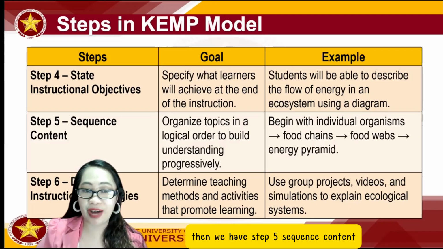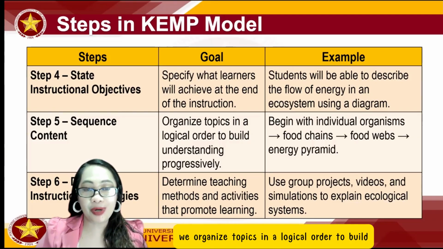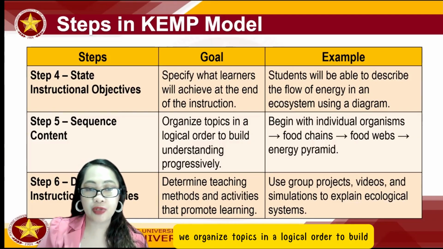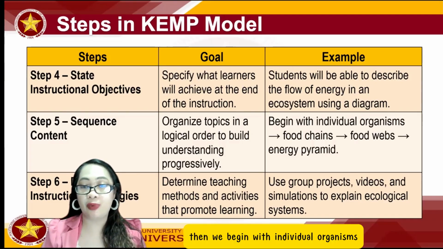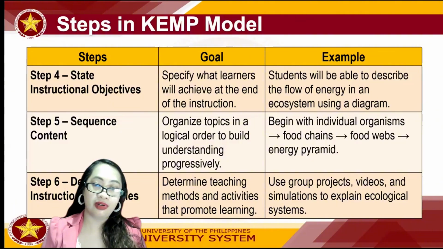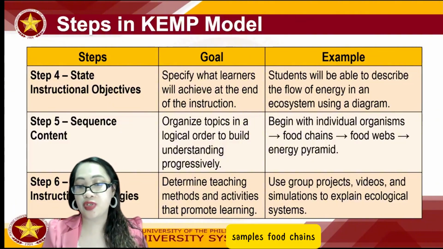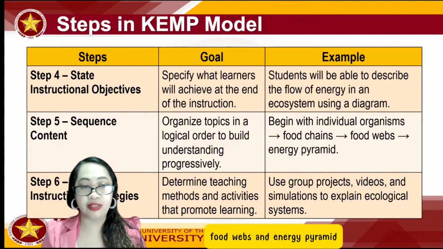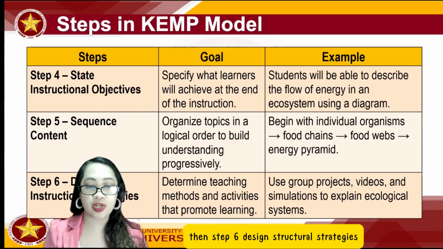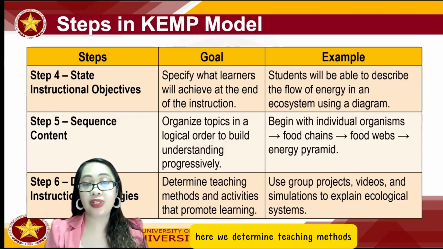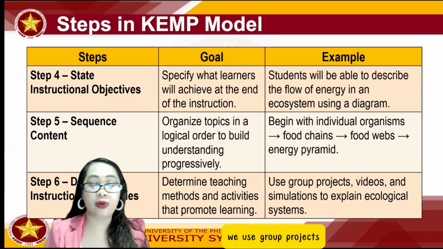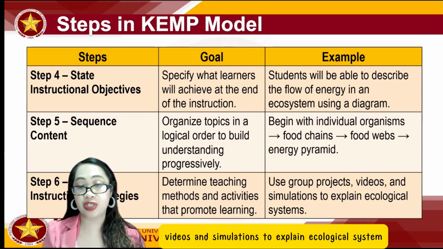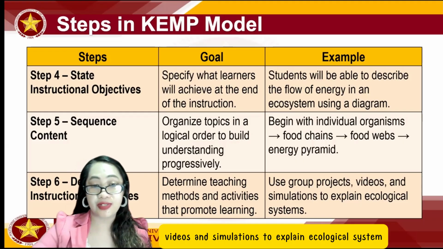Then we have step 5, sequence content. We organize topics in a logical order to build understanding progressively. Then we begin with individual organisms, samples, food chains, food webs, and energy pyramid. Then step 6, design instructional strategies. Here we determine teaching methods and activities that promote learning. We use group projects, videos, and simulations to explain ecological systems.